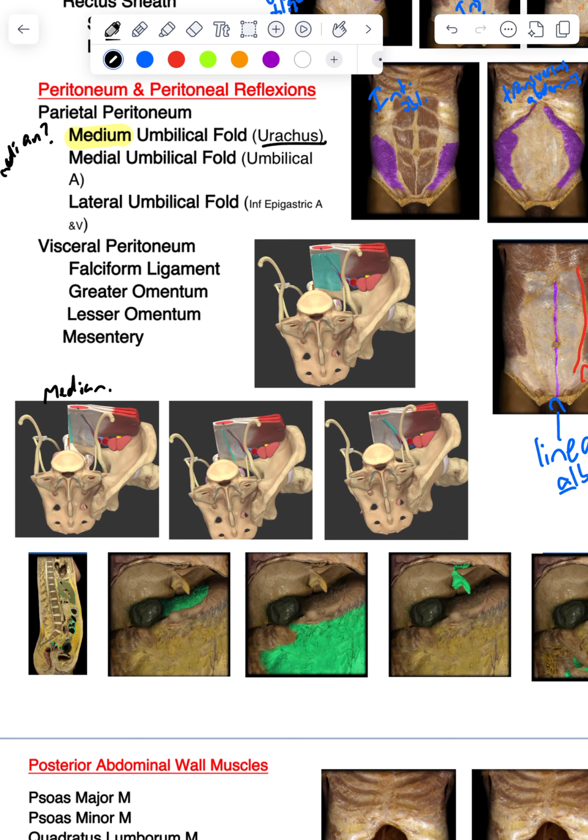So she can relate that to the urachus. The one that's a little bit wider is going to be this one right here. That's your medial umbilical fold. And then if you have a medial, you must have a lateral. So you can see them on the first picture. So you have this one, then this one, then this one. But these 3 pictures all highlight them separately. So she could ask what the fold is called, or she could ask what goes there. So here you get the umbilical artery for the medial. And then for the lateral, you get the inferior epigastric artery and vein.